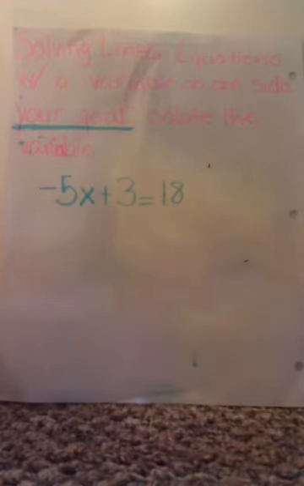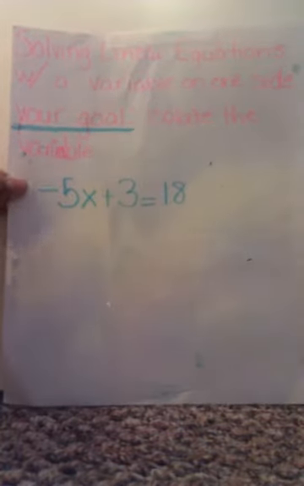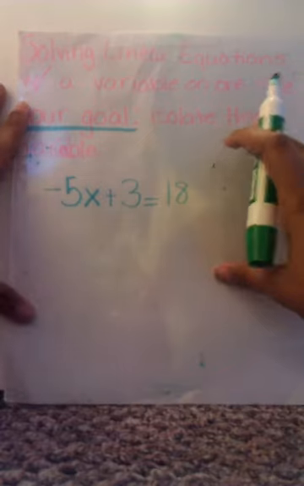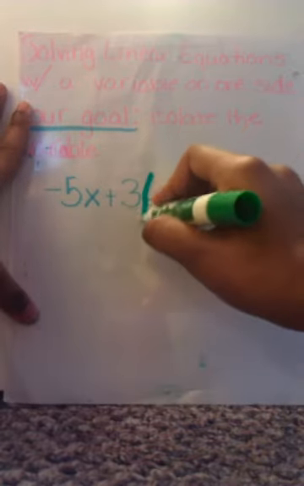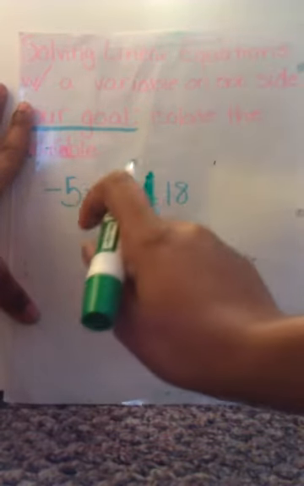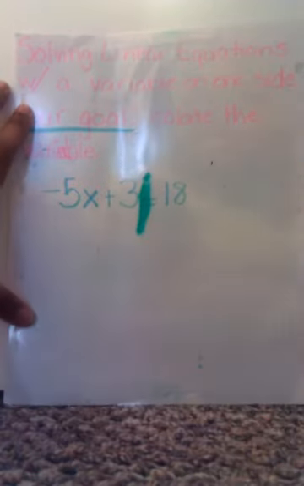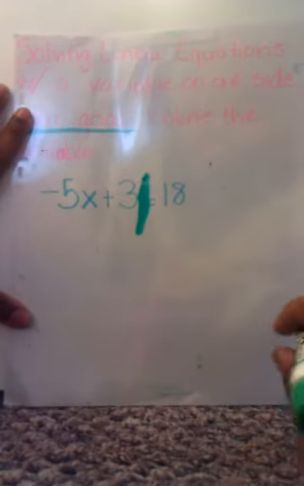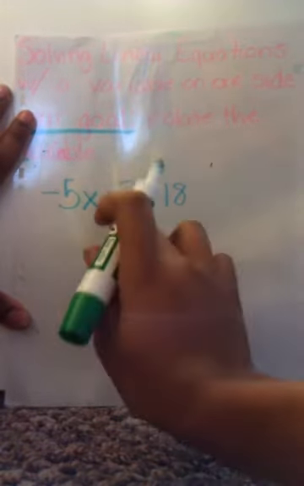So our first example is solving linear equations with a variable on one side of the equal sign. So whenever you solve a linear equation, your goal is to always isolate the variable. So that's what we're going to do here. Our variable is on just this one side of the equal sign, and we're trying to get x by itself. So to do this, we eliminate these two numbers.